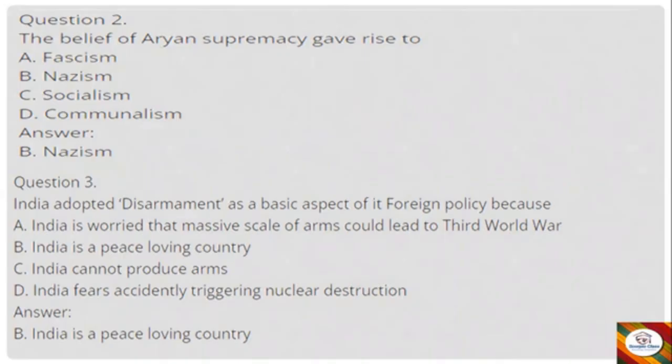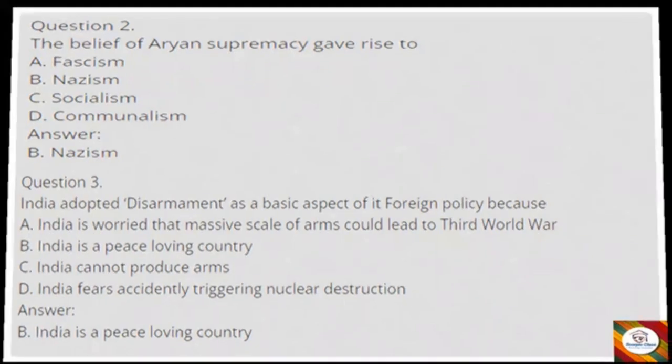Question 3. India adopted disarmament as a basic aspect of its foreign policy because A. India is worried that massive scale of arms could lead to Third World War. B. India is a peace-loving country. C. India cannot produce arms. Or D. India fears accidentally triggering nuclear destruction. And the answer is option B. India is a peace-loving country.